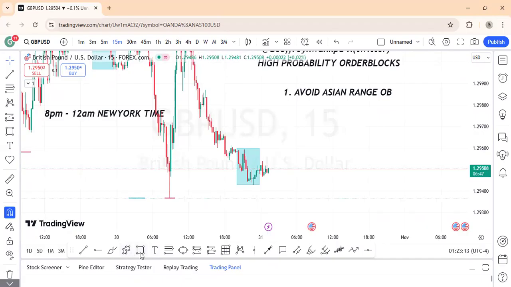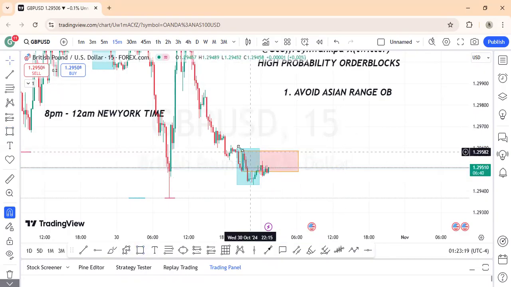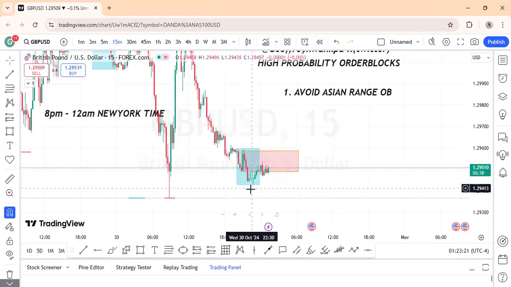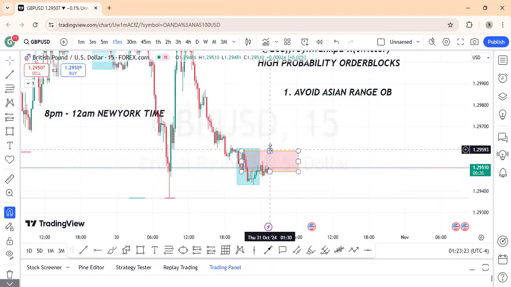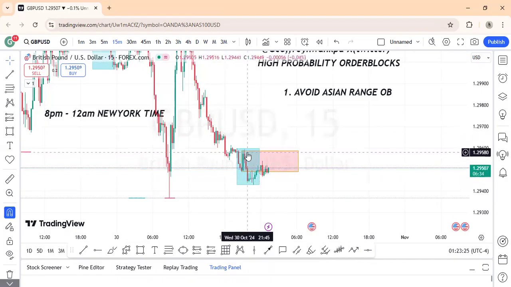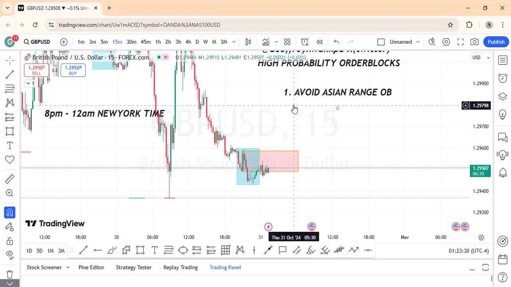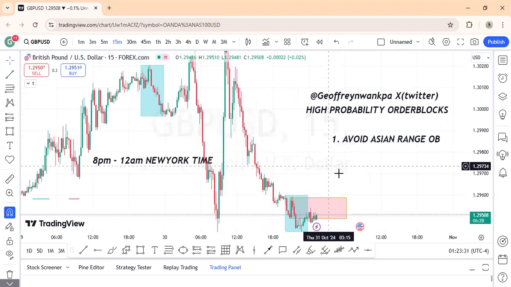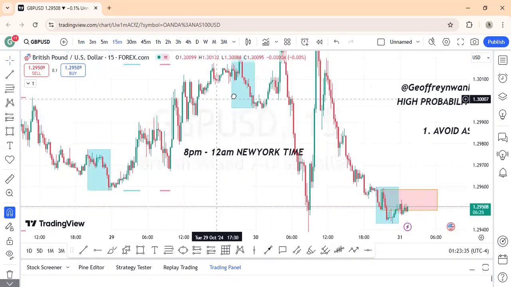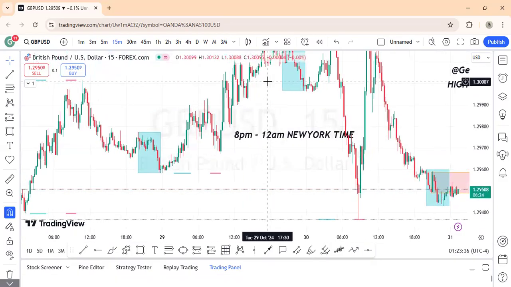Just like this order block today, I've seen this order block that's printed there, and it was printed in the Asian range, right? So there's a very high likelihood that this market is going to push through this order block here. So avoid order blocks that form in the Asian range, because they have a low probability of holding. They don't really hold.